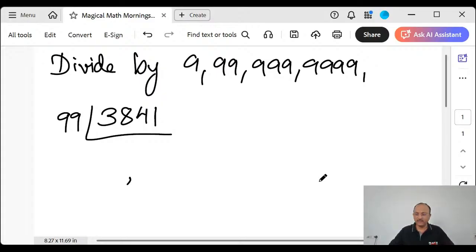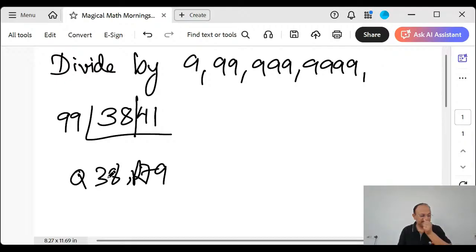38 and 79, very fast. Just divide it. Take 38. You add 38, you will get 79 as the remainder. This is the quotient, this is the remainder. Correct? Let's take this number.